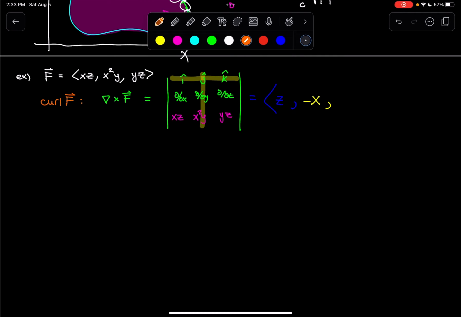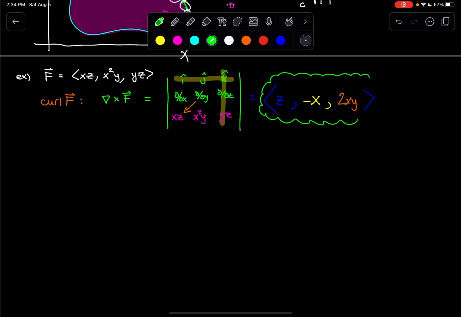And then what are we going to get for the last one? Let's find out. So if we do the last one, we cross out this one, and the derivative of x squared y with respect to x is going to be 2xy. And then we subtract what we get when we take the derivative of xz with respect to y, but that's just 0. So it looks like we just get this. So this vector right here is the curl of F.